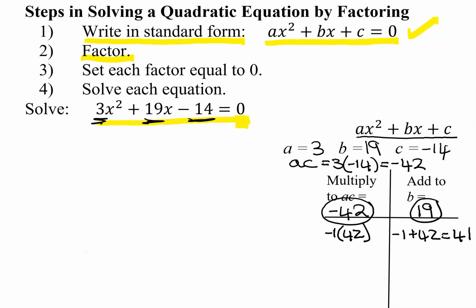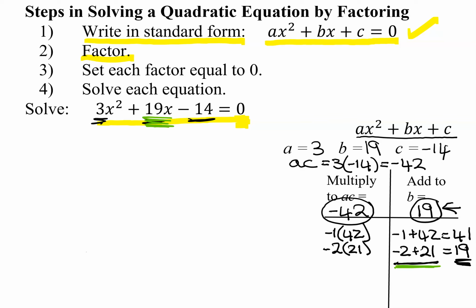Does 2 divide into 42? Yes. 2 goes into 42 21 times. So negative 2 times 21 is negative 42. Negative 2 plus 21 is 19. Yay! That's the number I'm looking for. So these numbers that I just found are not my factors. That is what I'm going to break down this middle term into.